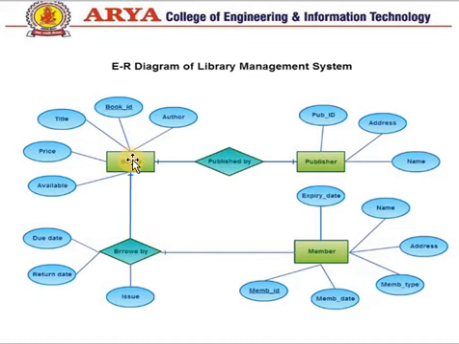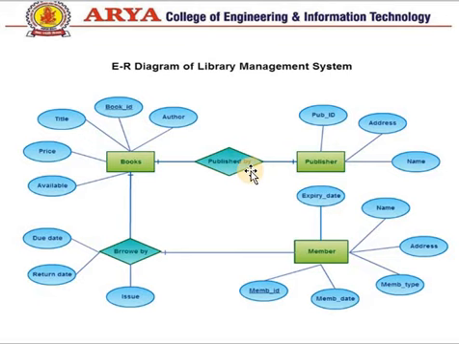What are the attributes of books? Price, title, book ID. Book ID is the primary key because it is shown underlined. Author, available. In the publisher entity set, there are publication ID, address, name. In the member entity set, there are expiry date, name, address, member type, member date, and member ID. These are all attributes of a particular entity. This shows the relationship between the different entities. That is called the ER diagram for a library management system.